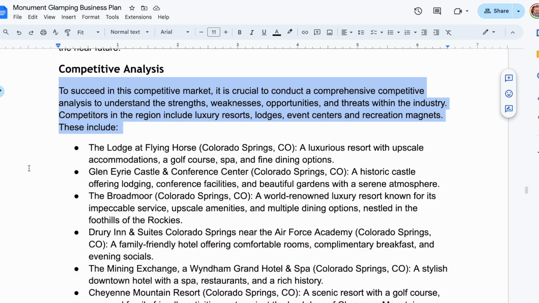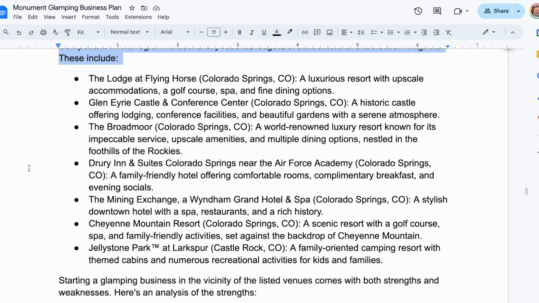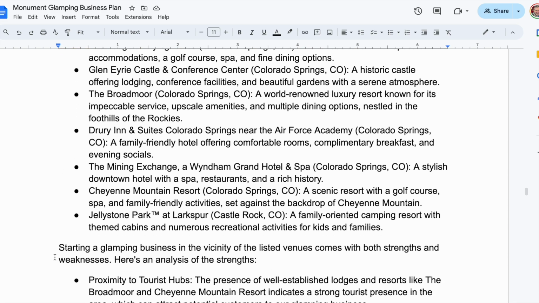But anyway, competitors in the region include luxury resorts, lodges, event centers, and recreation magnets. If you cut and paste this into your competitive analysis, do a search and see what competitors are around you. I don't have any glamping operations around me, but I do have resorts and inns and suites, and Jellystone Park up in Larkspur, Colorado is a big deal.